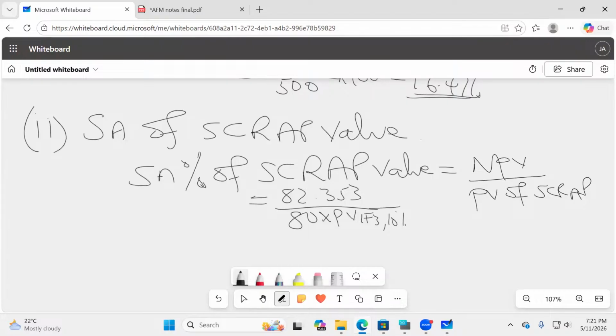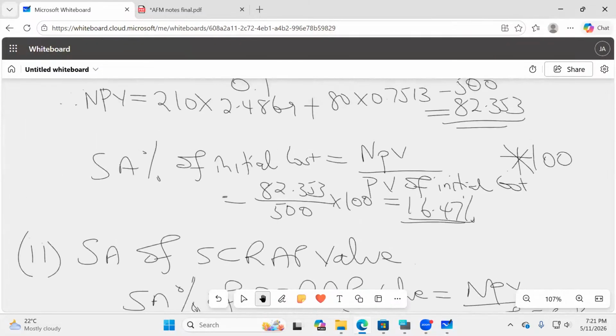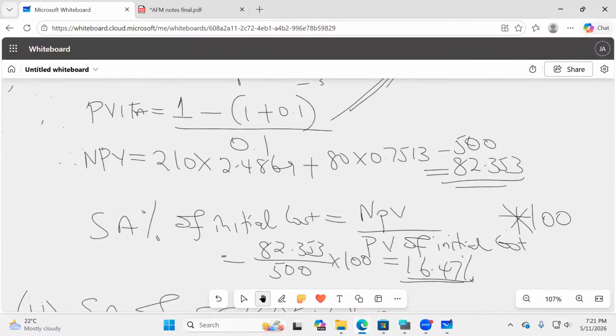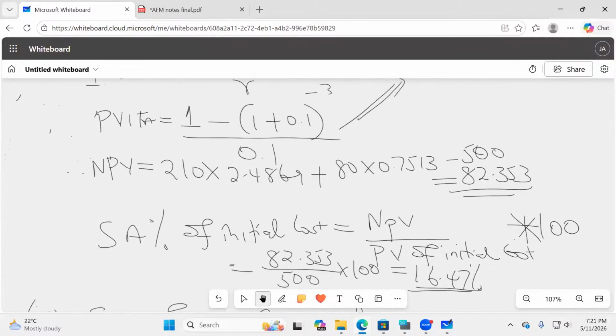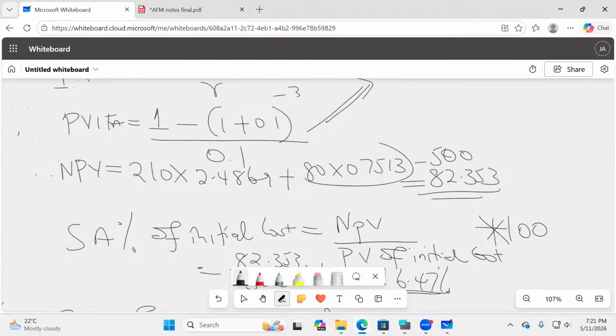Unfortunately, I will not be looking for the PV afresh. I already have it. In the formula, I used it. This is what I should be picking. That is the present value of the scrap. I'm not going to choose anything there again.